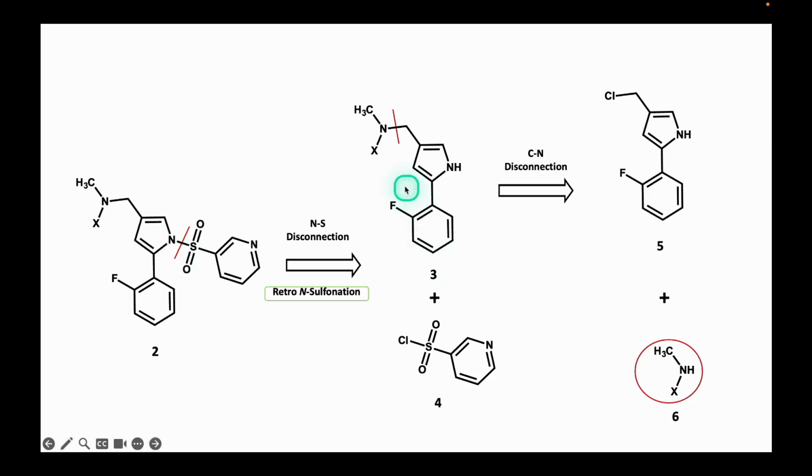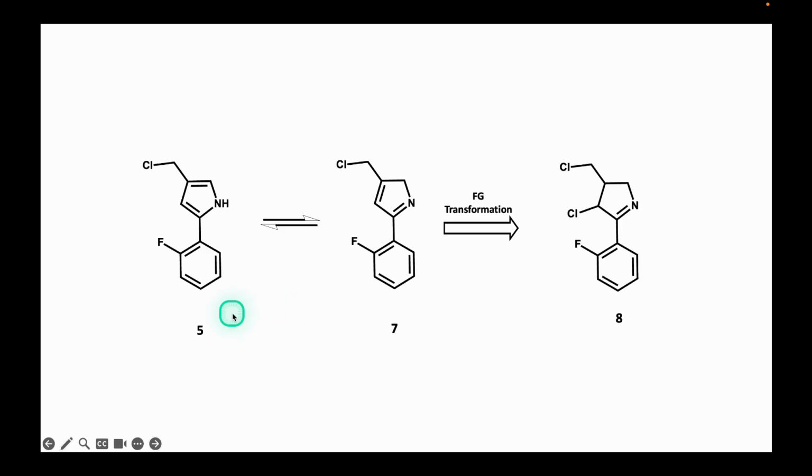The amino group on the side chain attached to the pyrrole can be introduced through a nucleophilic substitution reaction of the chlorine atom in compound 5 by the nitrogen compound 6, which arises as a raw material. The pyrrole 5 has as a tautomeric form, pyrrole 7, where the double bond between the carbon atoms can be obtained by an elimination reaction of the chlorine attached to the heterocycle in compound 8.